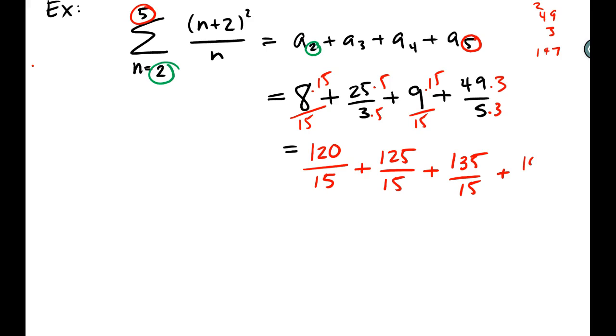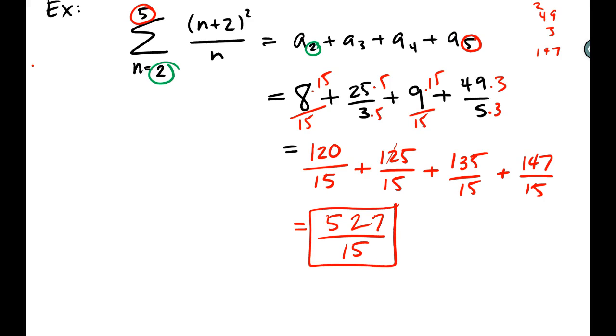Looks like 147 over 15. So if we add all those together, I'm so unhappy with myself right now. 2, 7, 8, 2, 5, all over 15. Do not quote me on this one. I should really get out a calculator, but I'm being lazy.